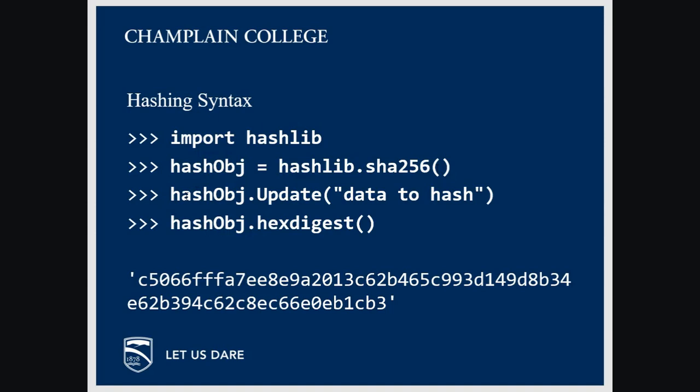Now that I've created the object, I can use it to update its contents with data, and I can use this update function multiple times. But in this simple example, I'm going to use a simple string that I want to create the digest for. Then I can again use the hash object and the function hexDigest in order to recover the current digest that I was talking about. We typically talk about these as the hash value, but it's actually a message digest, and that's what that message digest would look like for the data to hash string.